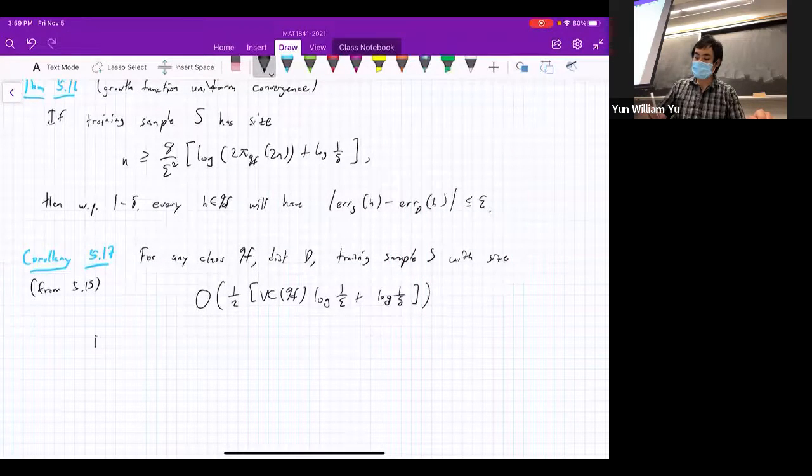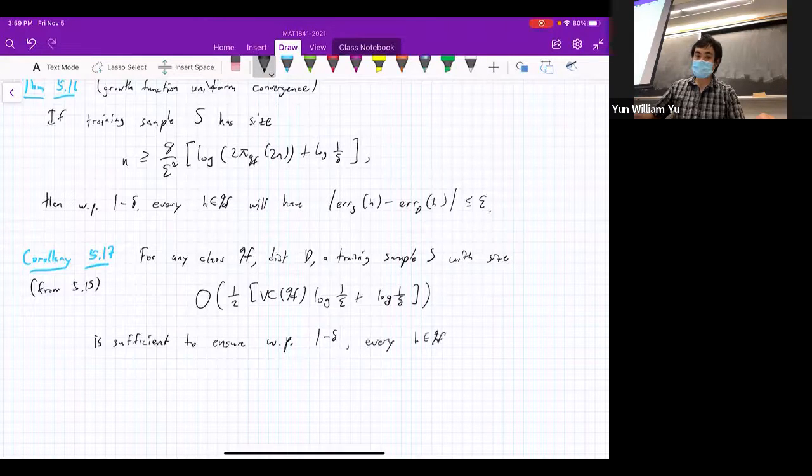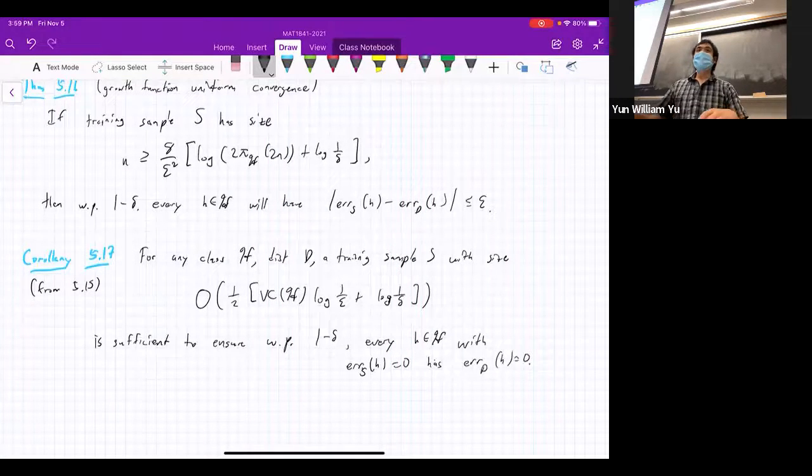If you have a training sample with that size, that is sufficient to ensure that with probability 1 minus delta, every h in H with error sub S of h equal to 0 has error sub D of h equal to 0. So basically, what we're saying is that if the training sample is bigger than this function of your VC dimension, then the training error and the sample error are close.